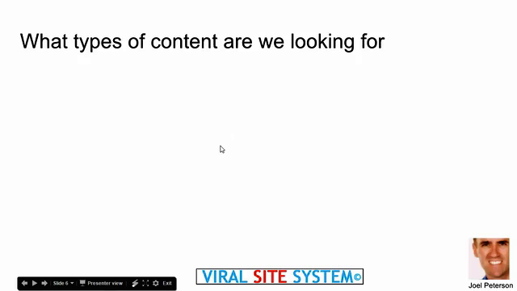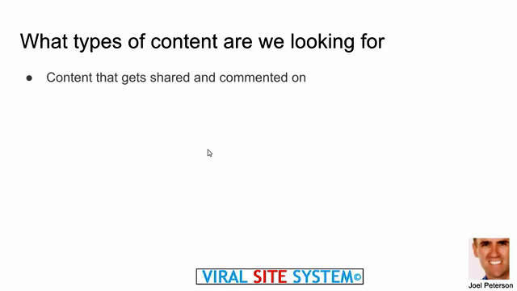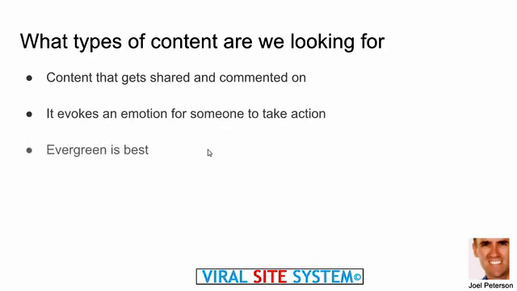So let's shift focus now and talk about what types of content we're actually looking for. We're looking for content that gets shared and commented on, period. Because those are proven articles that people share. We're looking for content that evokes an emotion: happiness, sadness, excitement, curiosity, anger. We're looking for something that someone wants to go share. Evergreen is the best type of content. We've talked about that before.